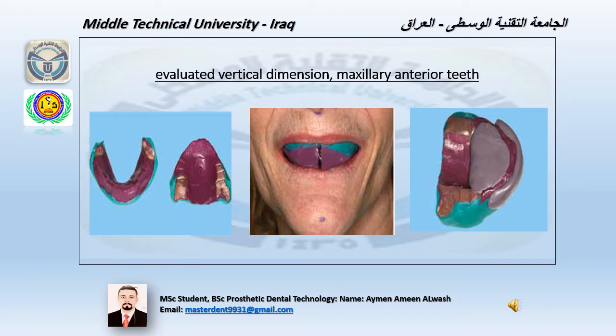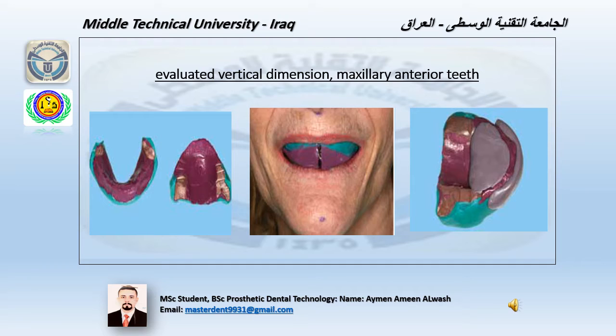Evaluate vertical dimension and maxillary anterior teeth. Now we are ready to record centric relation, but before recording centric relation, the posterior region of the upper and lower impression trays must be removed to avoid interference during recording of the relationship, and the midline must be defined and an index put in this line area.